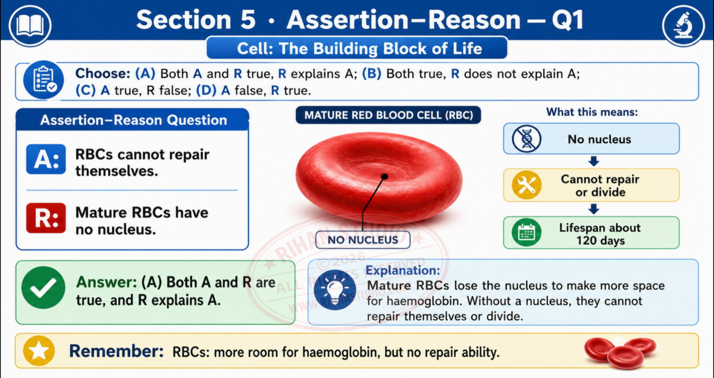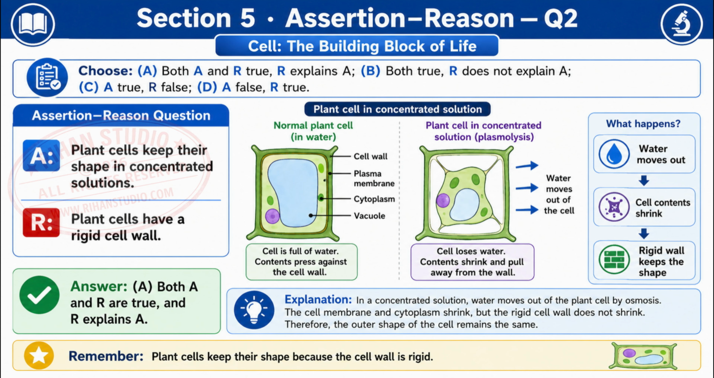Assertion: RBCs cannot repair themselves. Reason: Mature RBCs have no nucleus. Answer: A. Assertion: Plant cells keep their shape in concentrated solutions. Reason: Plant cells have a rigid cell wall. Answer: A.